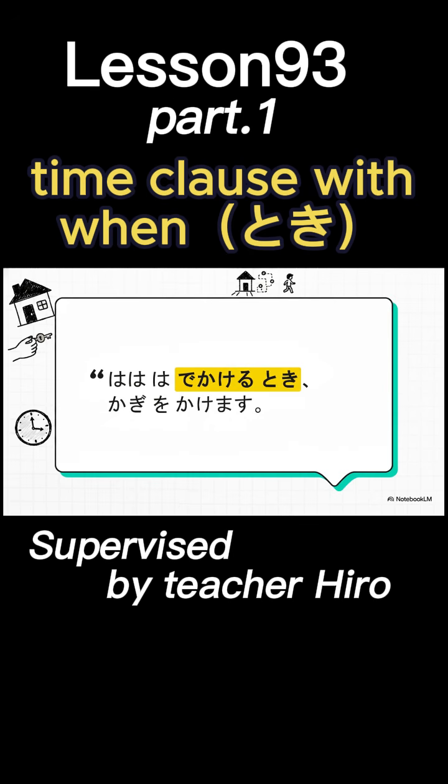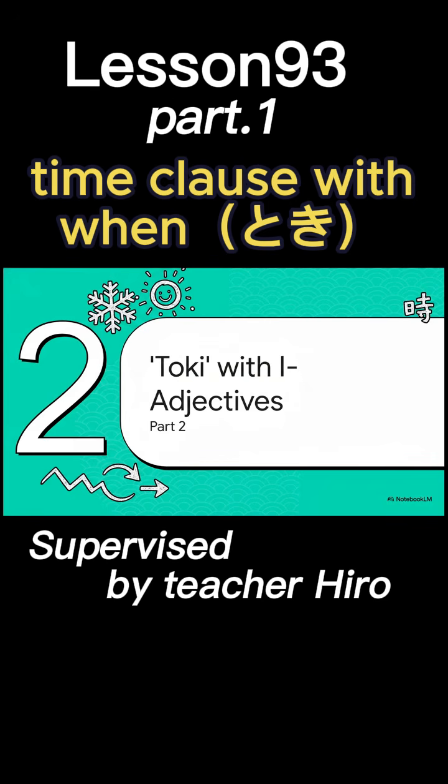Okay, let's try one more to really let it sink in. The verb to go out is dekakeru. We just attach Toki to create our when clause, when my mother goes out. And the result? She locks the door. The pattern is exactly the same, dictionary form plus Toki. So, verbs are pretty straightforward.